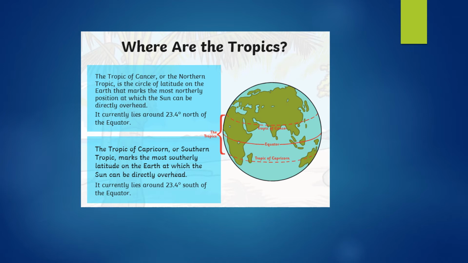Okay, so the line of latitude, which is an invisible line around Earth, is labelled there clearly for you to see just above the equator, which runs through the centre. The Tropic of Capricorn, or Southern Tropic, marks the most southerly latitude on the Earth at which the Sun can be directly overhead. It currently lies around 23.4 degrees south of the equator.